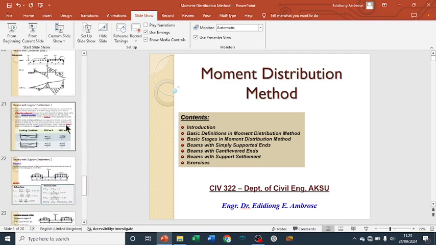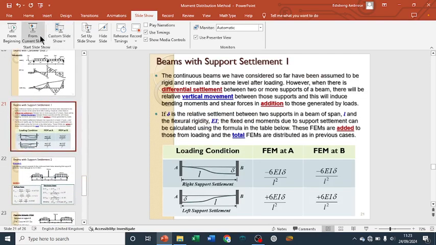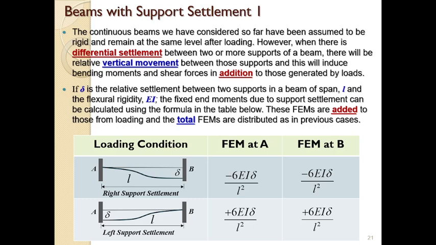So in this part, we will be looking at beams with support settlement. In all the cases that we have been looking at, the continuous beams that we have been considering so far, it has been assumed that the supports remain rigid. That means there is no settlement.